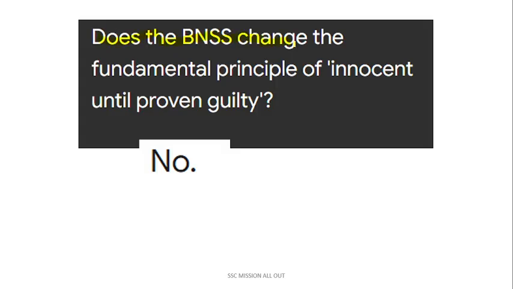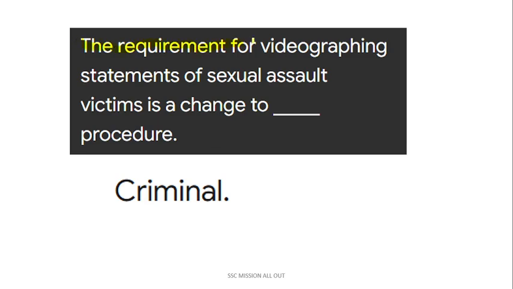Does the BNSS change the fundamental principle of innocent until proven guilty? No. The requirement for videographing statements of sexual assault victims is a change to criminal procedure.